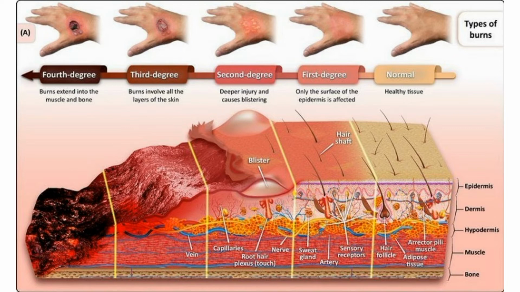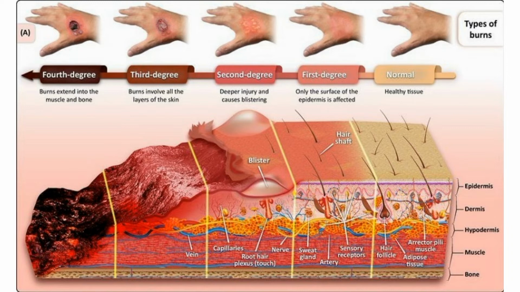Let's talk about second degree burns, or partial thickness burns. Second degree burns involve the epidermis and part of the lower layer of the skin, also known as the dermis. The burn site looks red, blistered, and may be swollen and painful. Okay? That's a partial thickness burn, or what's known as a second degree burn.